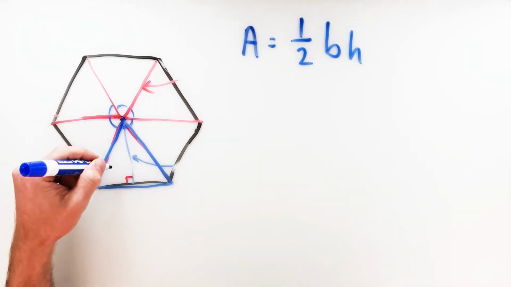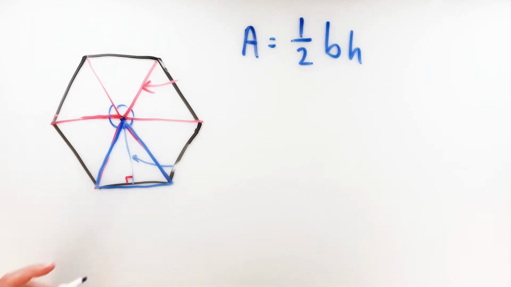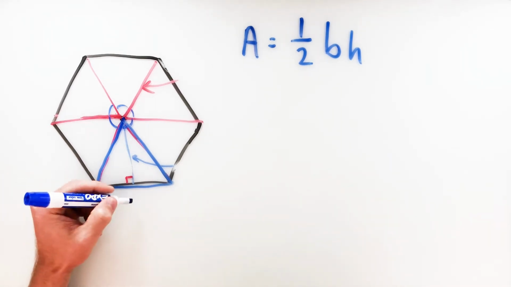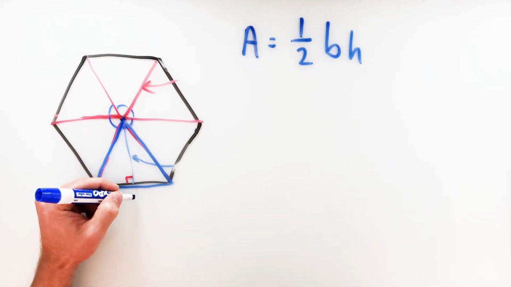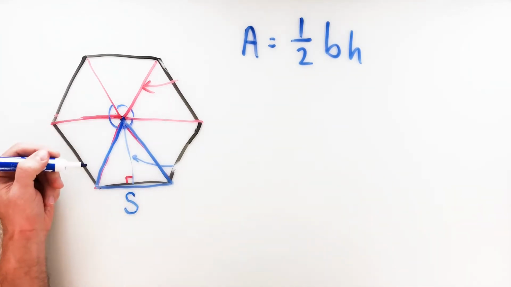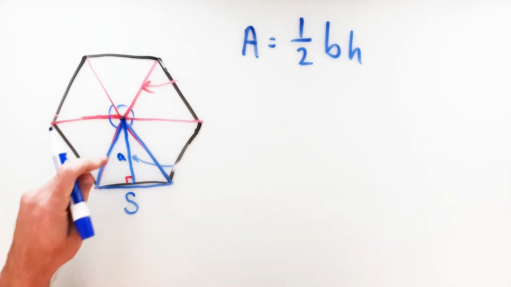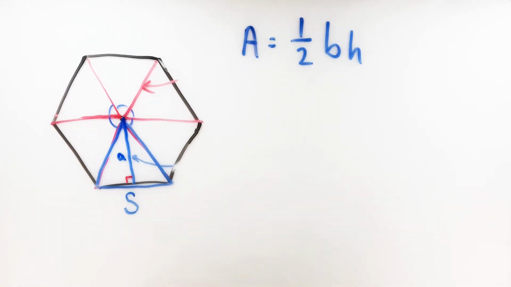Okay, the length of the base is just the length of one of the sides of the regular polygon. So this is just the length of a side. We'll call that S for side. And then the height of this triangle right here, that is the apothem. So that value right there, the height of that triangle, is the apothem.